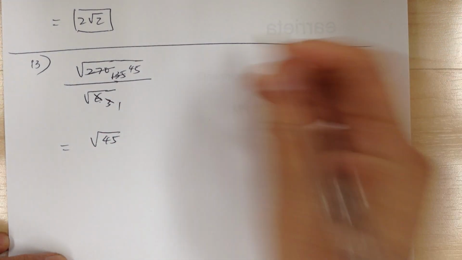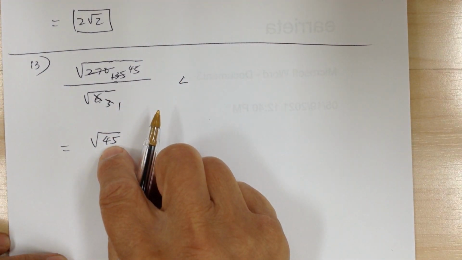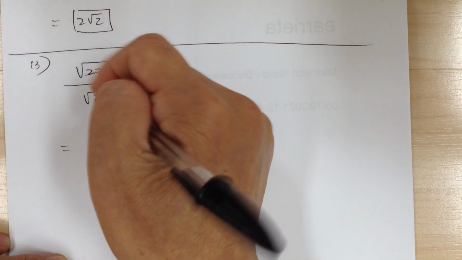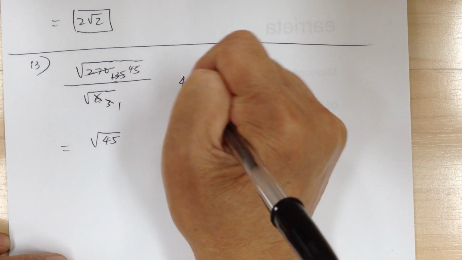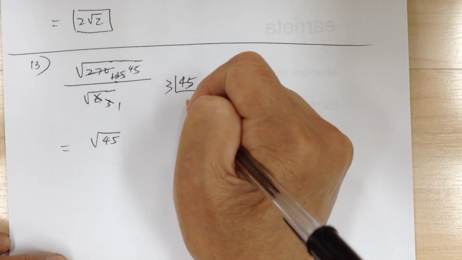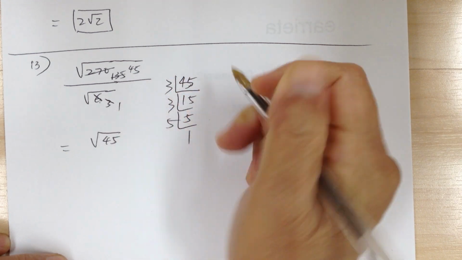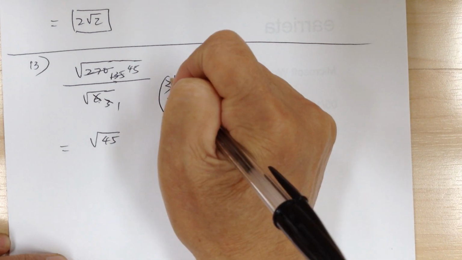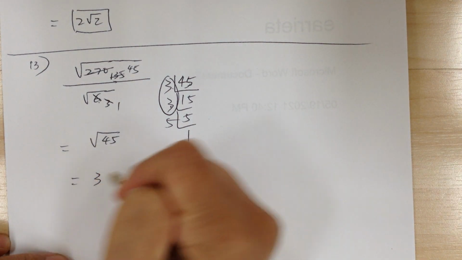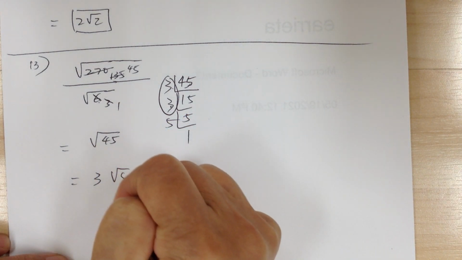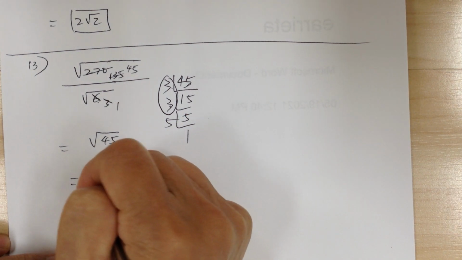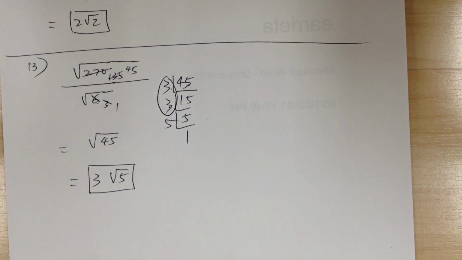Now you can go and simplify this. So 45 is much easier to do than 270. So you want to reduce as much as you can. Okay, so divide by 3, you get 15. Divide by 3, you get 5. Divide by 5, you get 1. So you need to have 2 radicands to make an integer 3, and the leftover stays inside. Okay? And so that's it for number 13.